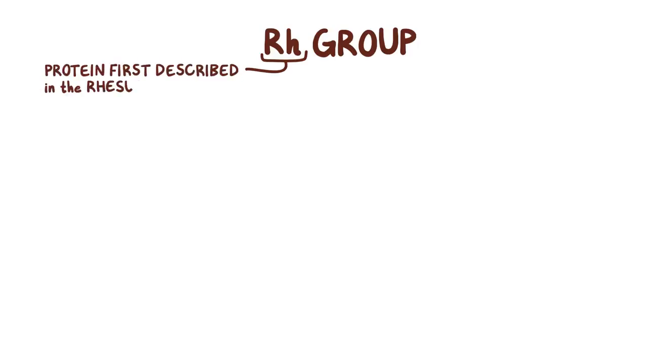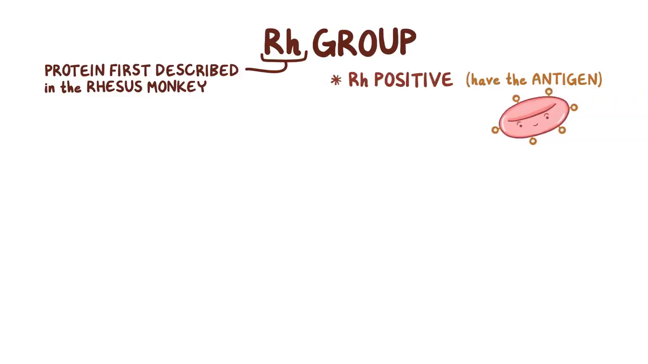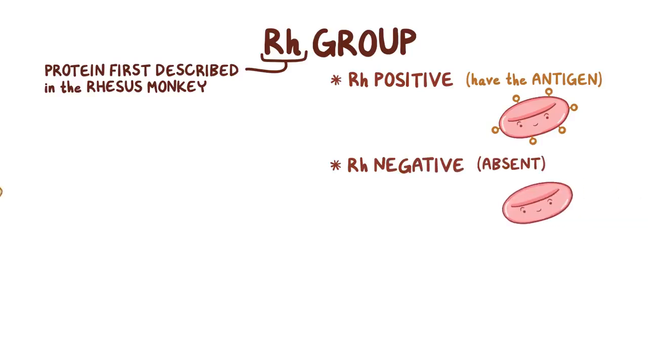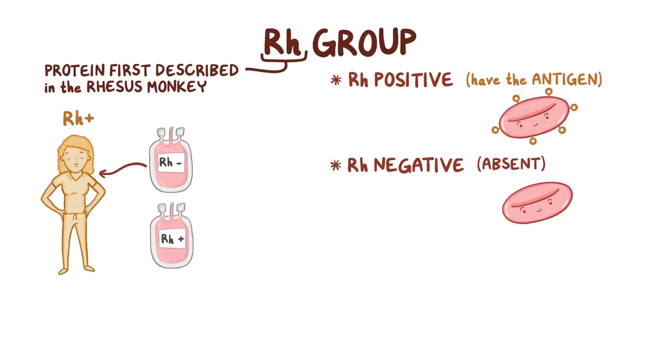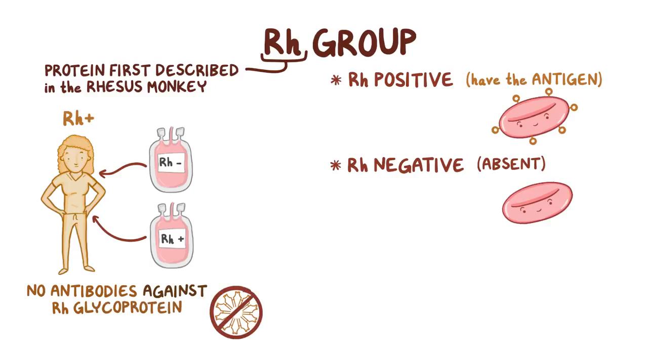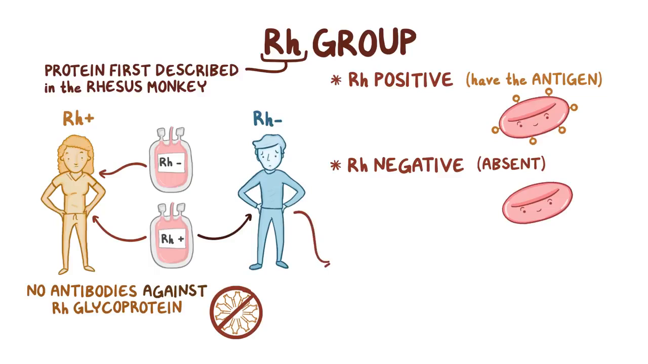Now, the other major blood group to be aware of is the Rh group, which gets its name from the animal in which the Rh protein was first described, the rhesus monkey. Unlike the ABO system, people are either Rh positive, meaning they have the antigen on their red blood cells, or they're Rh negative, meaning it's absent. People that are Rh positive can receive both Rh negative or Rh positive blood since they don't have antibodies against the Rh glycoprotein. But if an Rh negative person receives Rh positive blood, they could develop a hemolytic transfusion reaction.